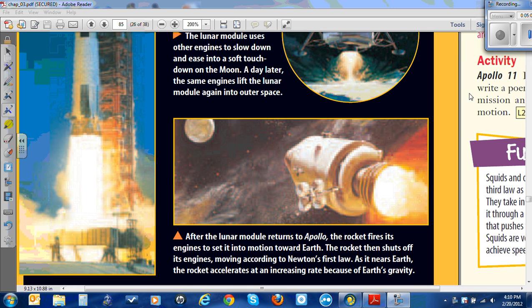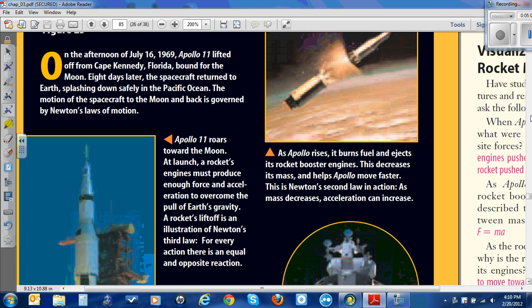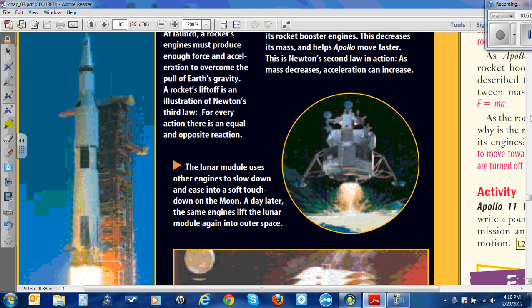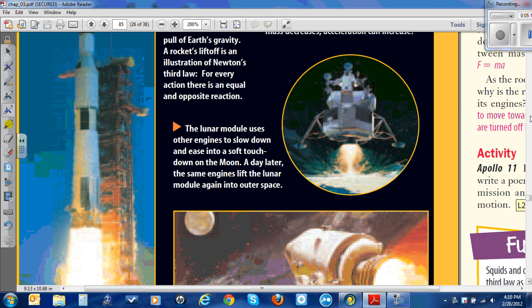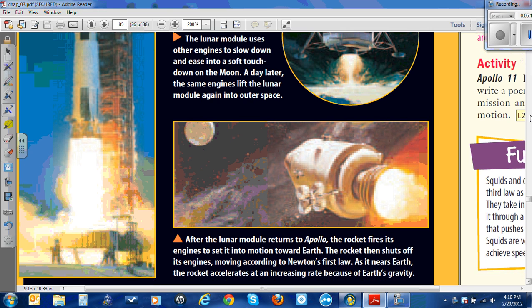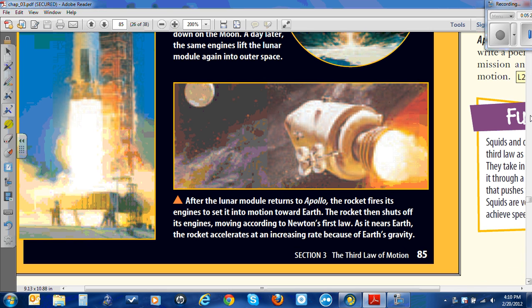The lunar module uses other engines to slow down and eases into a soft touchdown on the moon. A day later, the same engines lift the lunar module again into outer space. After the lunar module returns to Apollo, the rocket fires its engines to set it into motion towards Earth. The rocket then shuts off its engines, moving according to Newton's first law. As it nears Earth, the rocket accelerates at an increasing rate because of Earth's gravity.